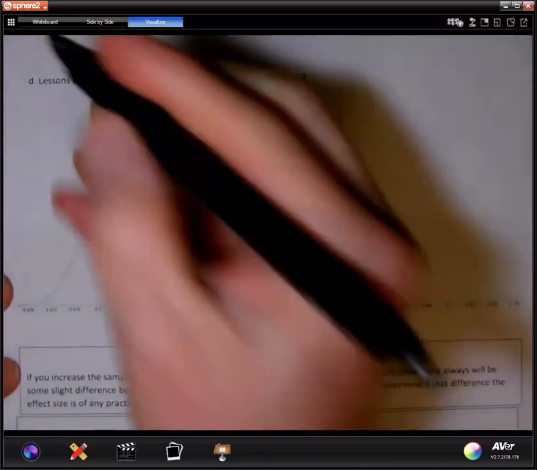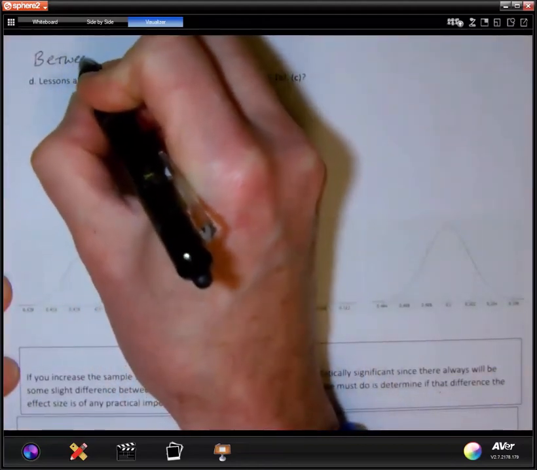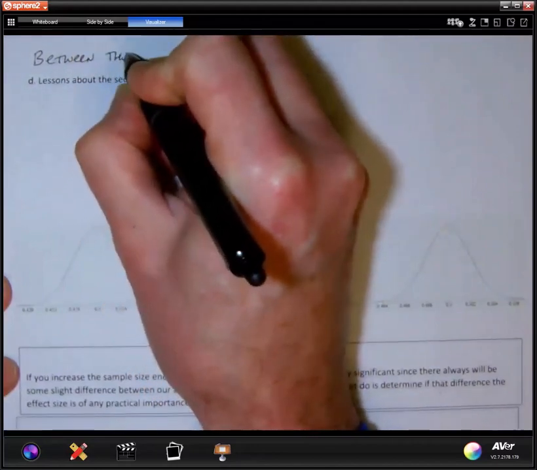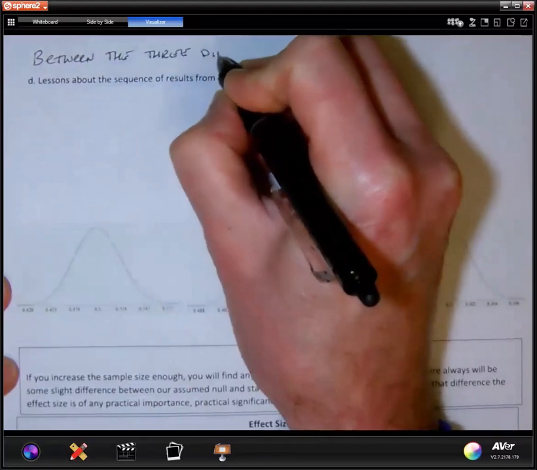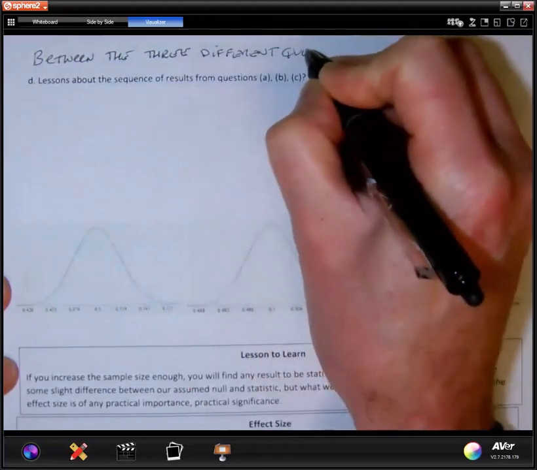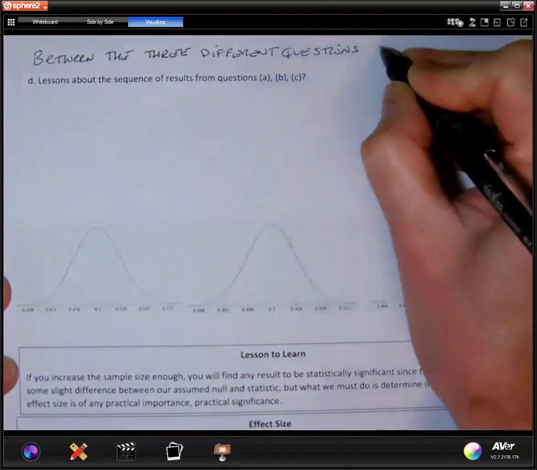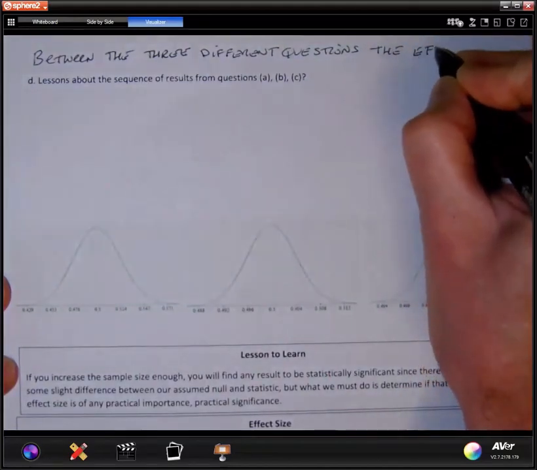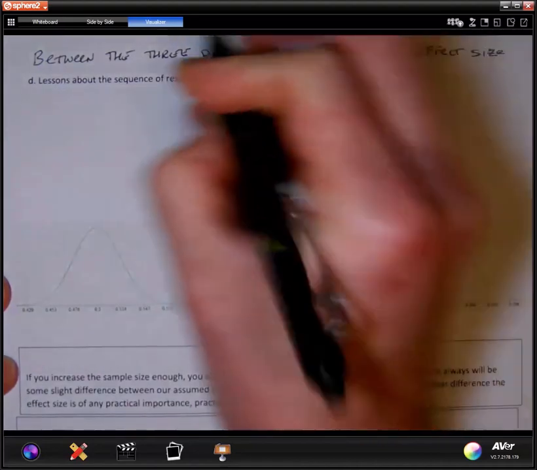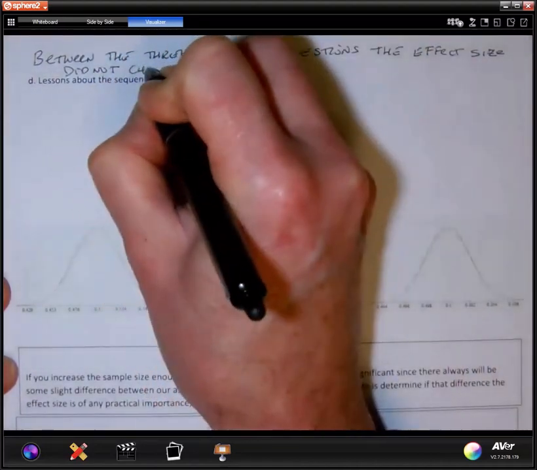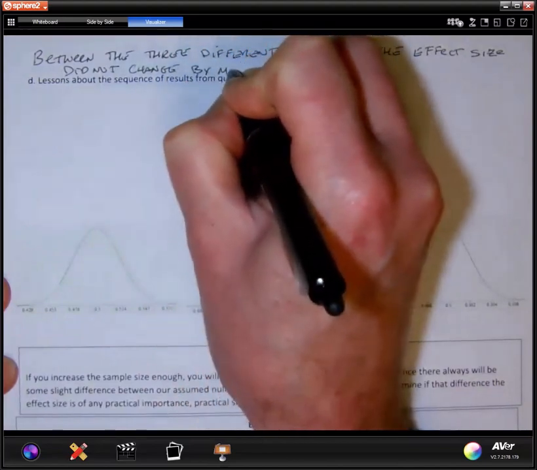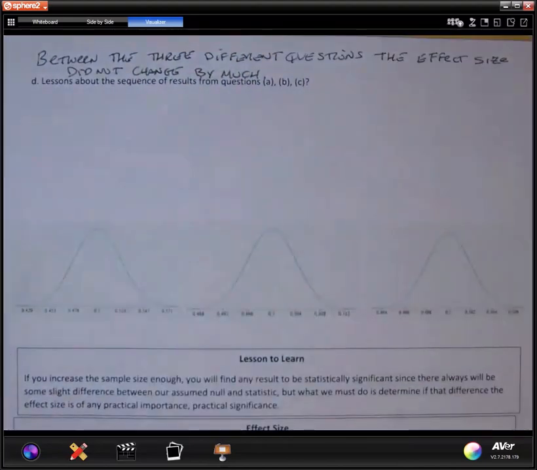What are the lessons that we learned from the questions A, B, and C? Well, one thing that we want to keep in mind is that between the three different questions, the sample size, the effect size did not change very much. So all the effect sizes were relatively the same, right?